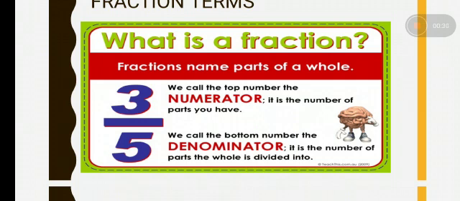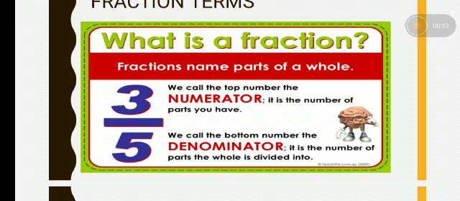So for example, if I cut the pizza into 5 pieces and I want to give 3 pieces to somebody, what fraction of the pizza have I given? It is 3 out of 5 parts. The number on top of the line, we call the top number the numerator. It is the number of parts you have or you want to give.